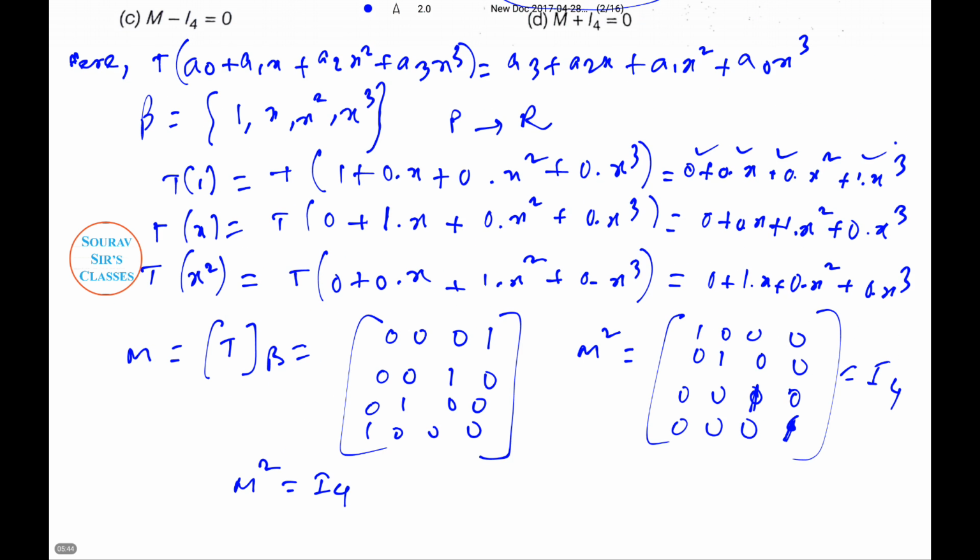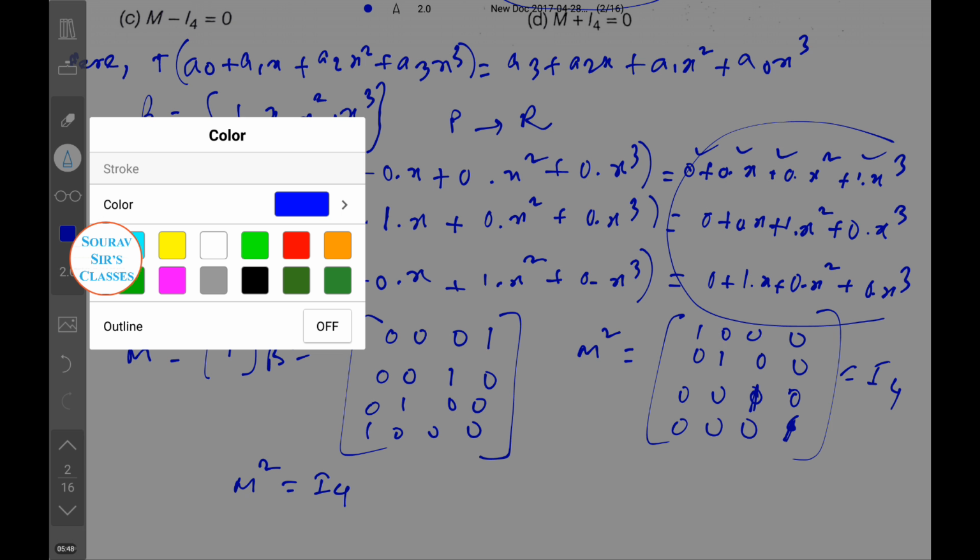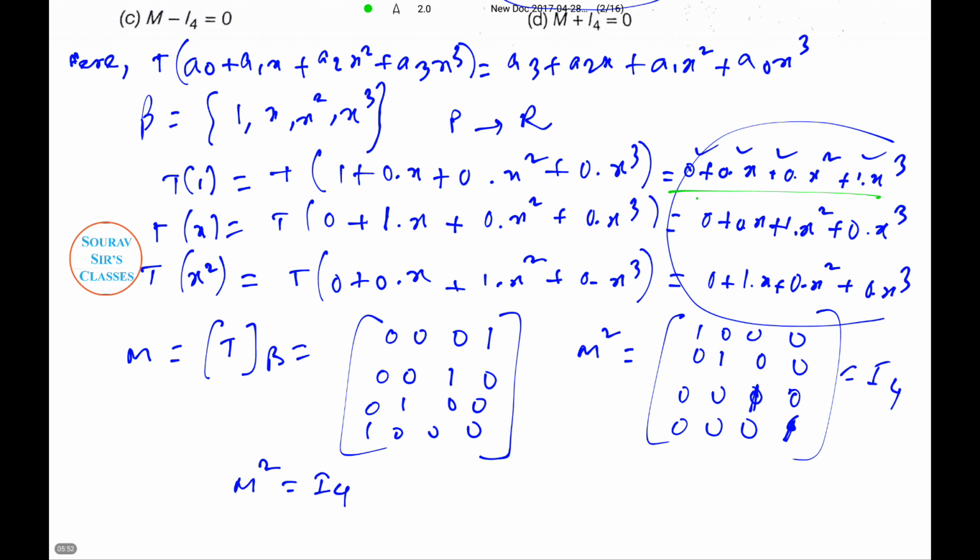So all you have to find is the matrix representation and then proceed with the analytical part, and all you have to do is put these values over here. Okay, that's it. Now we are proceeding to the third question.